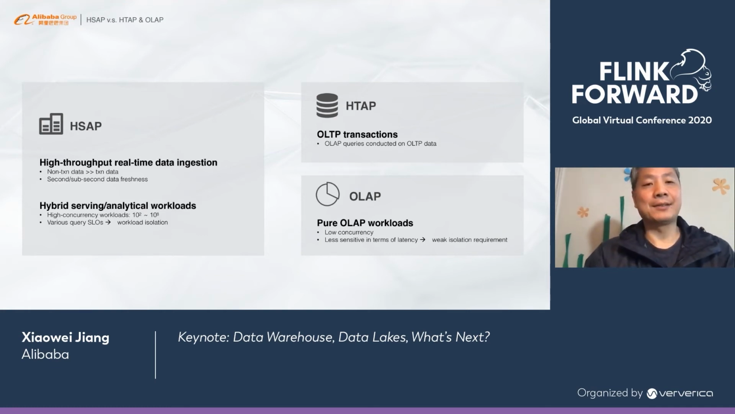So workload isolation is also critical in an HSAP system. We want to make sure the large complex analytic queries do not have an adverse impact on the quick small serving queries. On the other hand, a pure OLAP system usually has a much lower throughput requirement, in a matter of dozens or maybe hundreds, maybe 1,000, and the workload isolation requirement is much weaker.